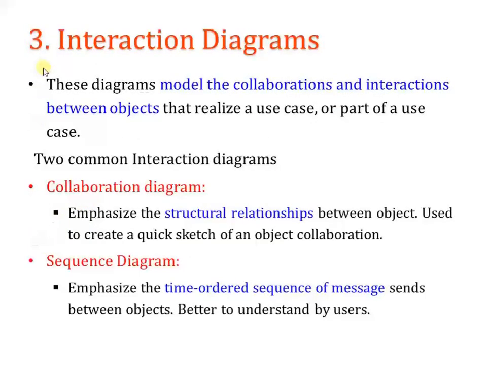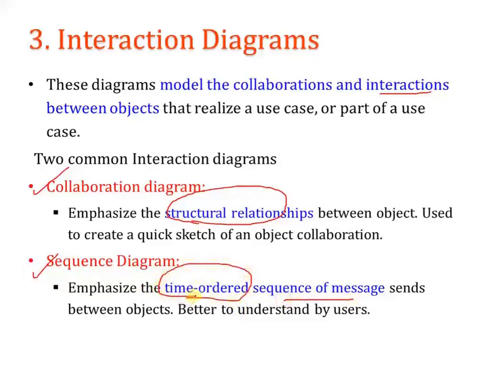As we have already discussed in the previous video session, an interaction diagram is mainly used to demonstrate the list of objects and their interactions for a particular use case. There are two common interaction diagrams. One is called a collaboration diagram, which is used to emphasize the structural relationship, and the next is a sequence diagram, which shows the sequence of messages in a time-ordered fashion.